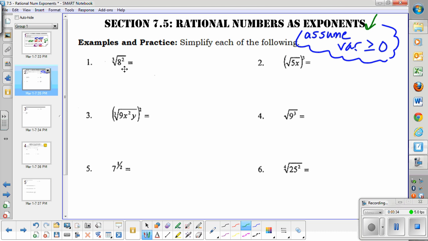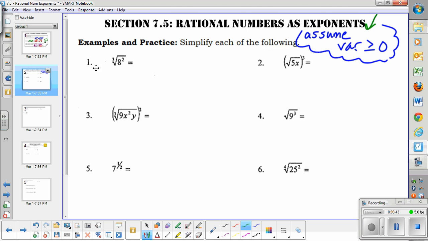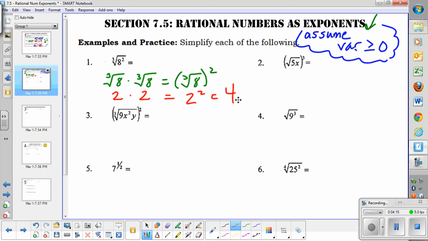All right, here's our first example, and we want to think about the different rules at the top of our page. This one has a power and a root, so which way would be easier to think about? Probably it's easier to think about having the cube root of 8 twice, so I'm thinking of the root first and then the exponent. The cube root of 8, squared. What is the cube root of 8? Hopefully you wrote down a 2. So 2 times 2, or 2 squared, is equal to 4. That's going to be our first answer.